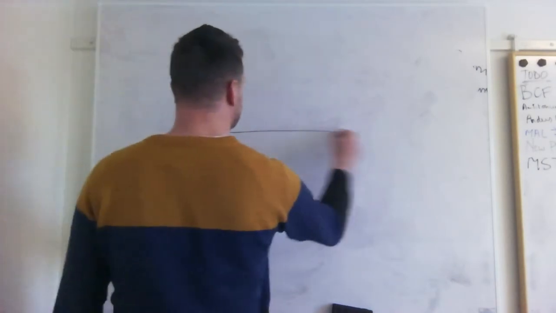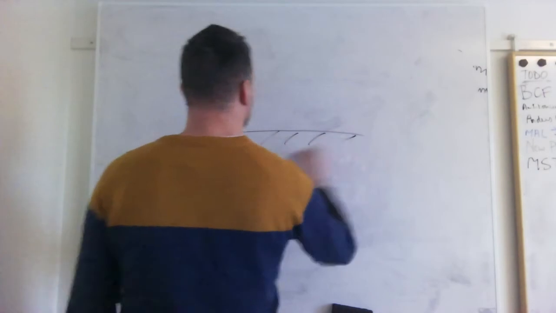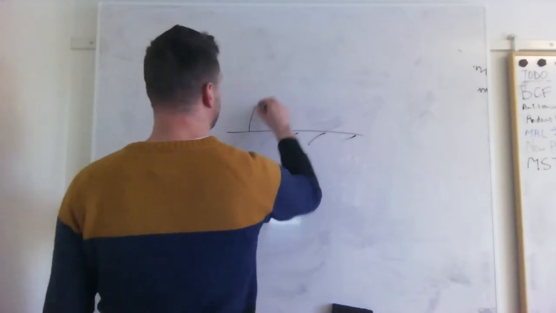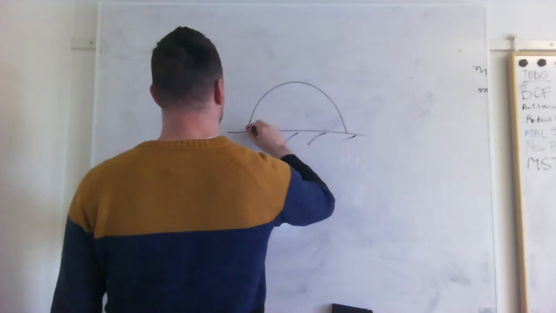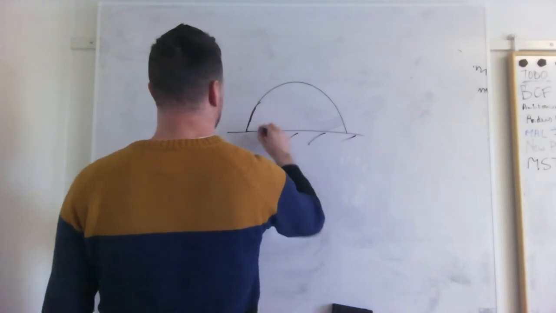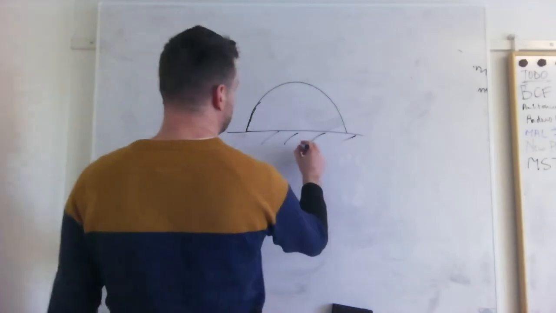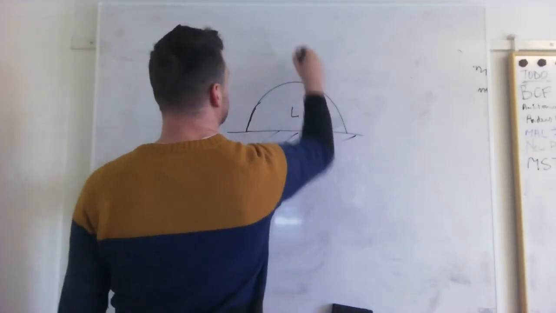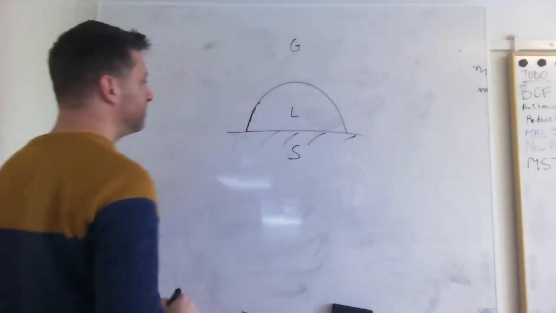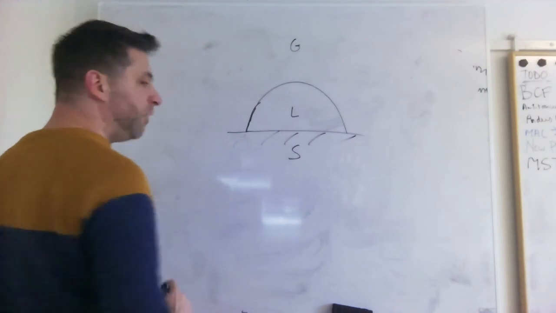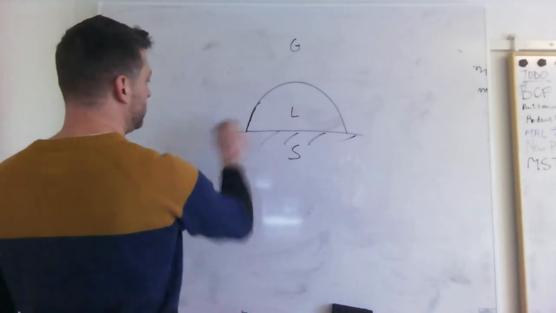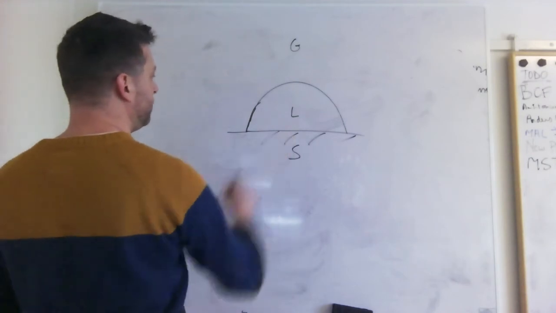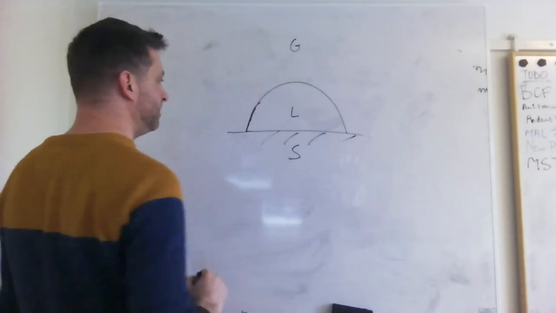So the simplest system is, for example, I have a solid surface on top of which I put a liquid droplet. So I draw that liquid droplet, and then I have solid, liquid, gas. And now I have three different types of interfaces. I have a solid-gas interface, a solid-liquid interface, and a liquid-gas interface.